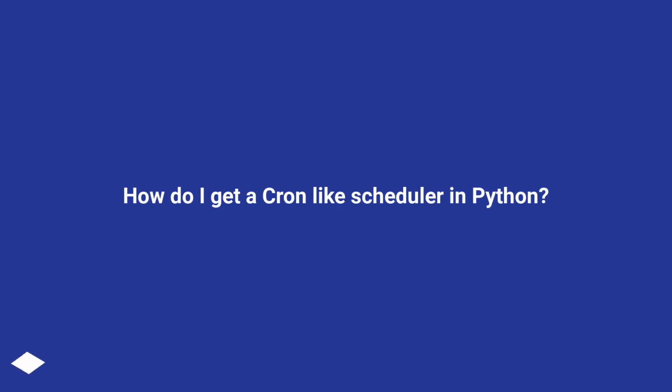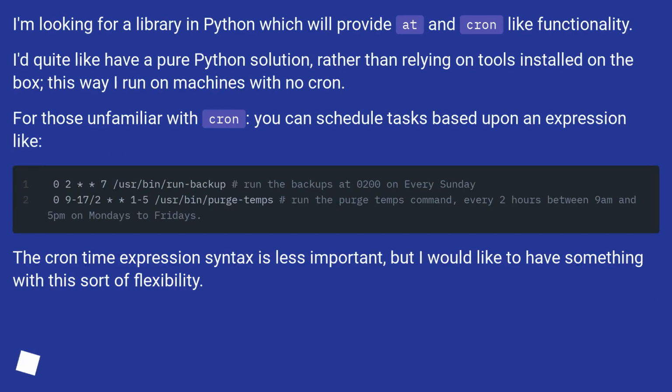How do I get a cron-like scheduler in Python? I'm looking for a library in Python which will provide at and cron-like functionality. I'd quite like to have a pure Python solution, rather than relying on tools installed on the box. This way I run on machines with no cron.